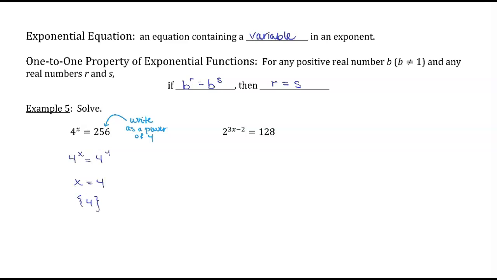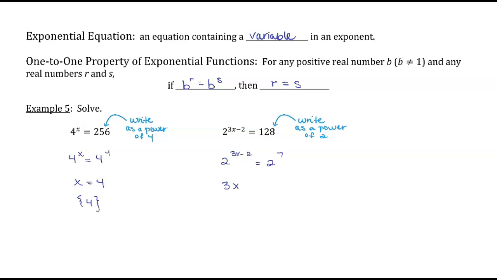Now let's look at 2 raised to the exponent of 3x minus 2 equals 128. Since our base on the left side is 2, our first step is going to be to write 128 as a power of 2. 128 is 2 to the 7th, so we can rewrite this equation as 2 to the 3x minus 2 equals 2 to the 7th. Now we have the same base, 2, raised to two exponents. So those two exponents must equal one another.